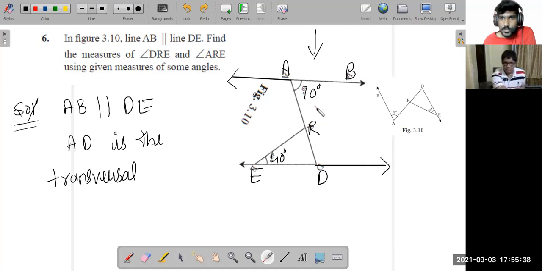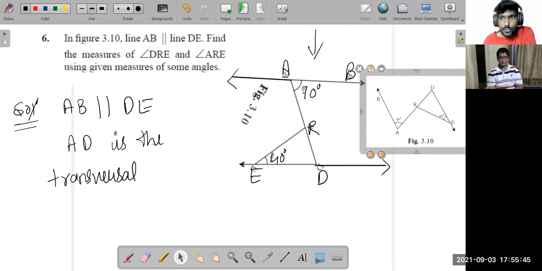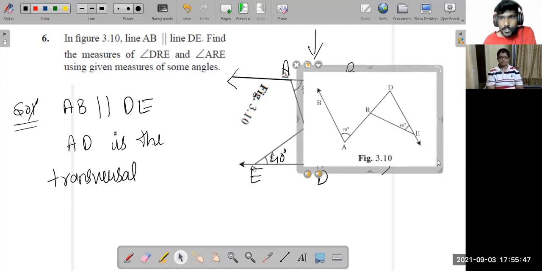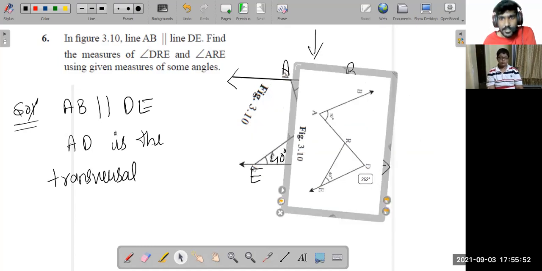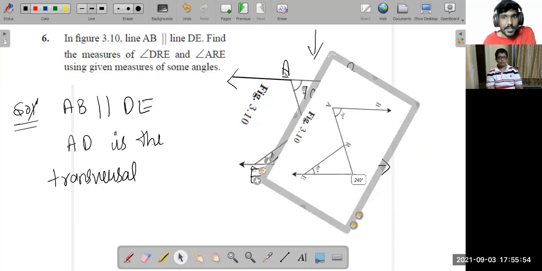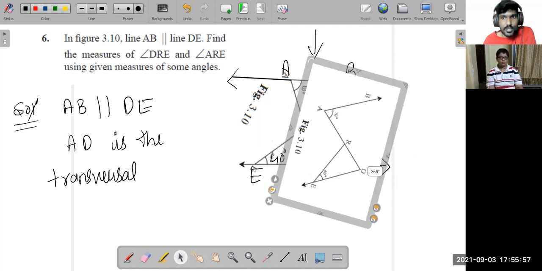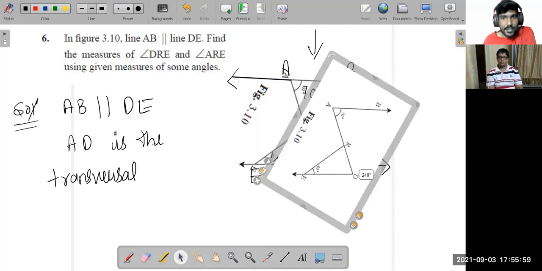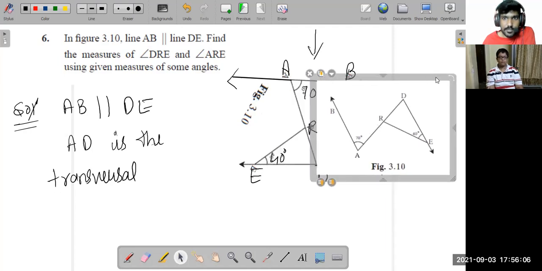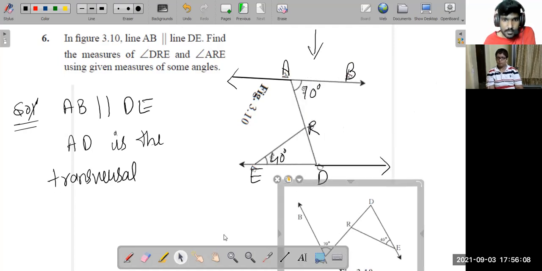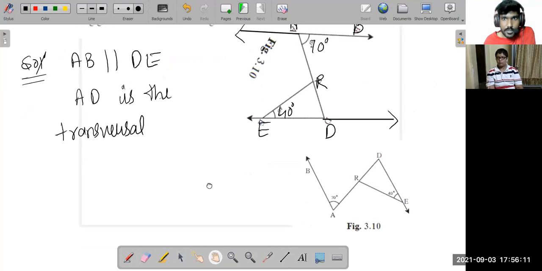See, these two diagrams are the same. It's just that we have to use the concept of transversal, so I've just tilted it like this. When I tilt this, you see AB and DE are parallel to each other, and AD is a transversal. I'll make this as it is. We'll refer to both the diagrams.